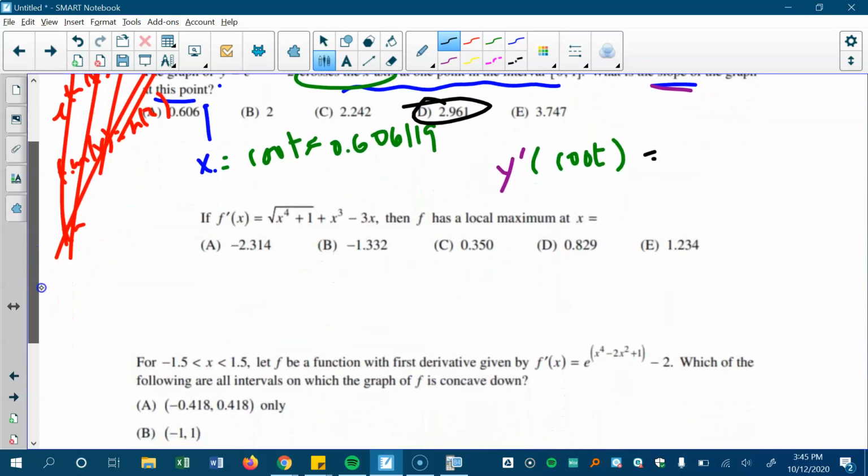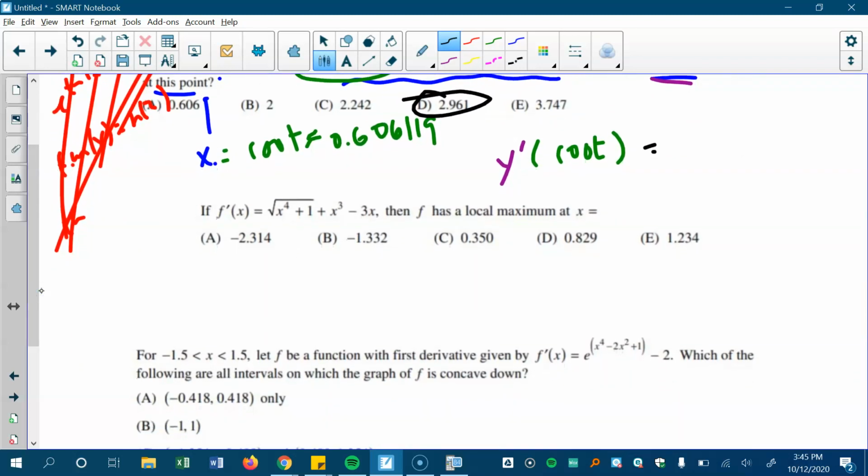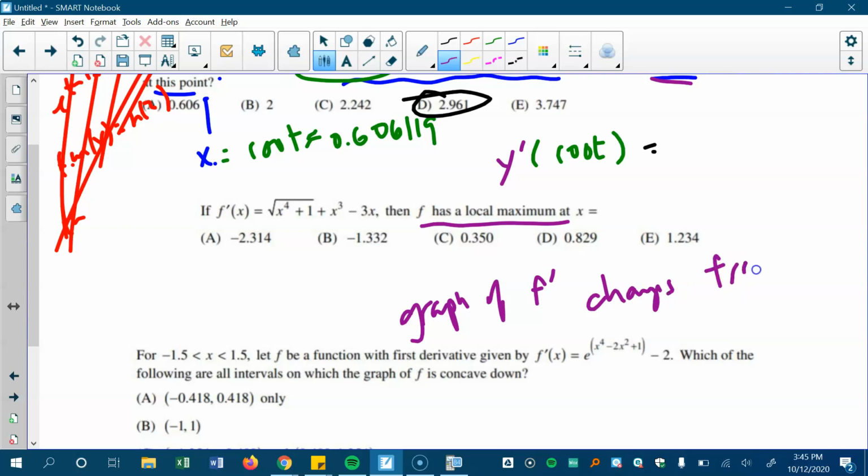Second one. If f prime is equal to that horrible looking function, then f has a local max at x equals. Now, you may not have done this in your class yet, but a local max is anywhere where the graph of f prime changes from positive values to negative values. F prime changes from positive to negative.